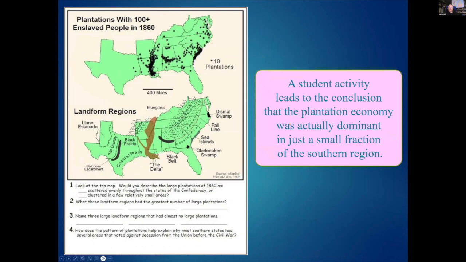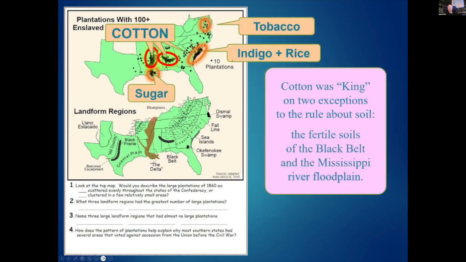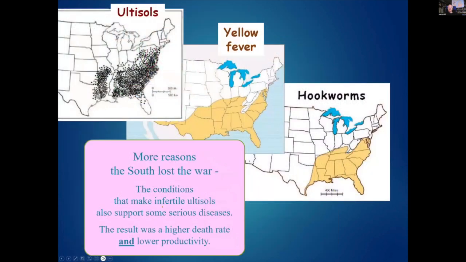A student activity, however, leads to the conclusion that the plantation economy was actually dominant in just a small fraction of the Sea Islands of South Carolina, the Black Belt of Alabama, and the Mississippi River Valley. And it talked about where the cotton was growing and why, and this was indigo and rice, and so on. This led to the forced migration of nearly 1 million African slaves moving out westward like that. So we've got long growing season, creating a soil that makes it hard to grow food, but makes it the only place where you could grow cotton.